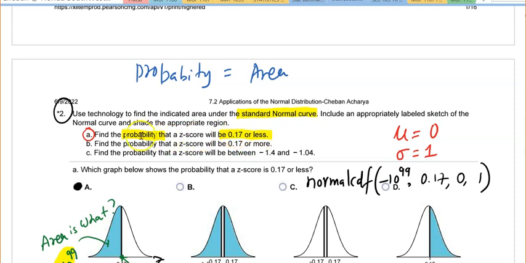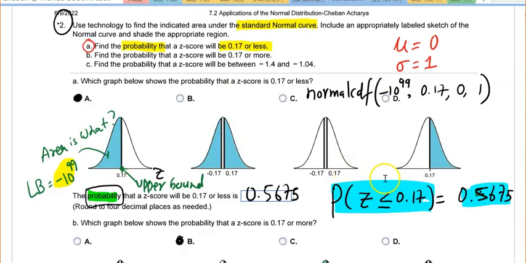This is the way you subtract the answer from part A to get the answer for part B, because in part A you found the probability that this score will be less than 0.17, and you're looking for the probability that this score will be 0.17 or more. Then you subtract from 1, because the total area is 1, right? If you subtract from 1, you get the part B answer.